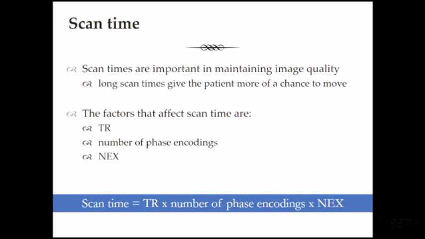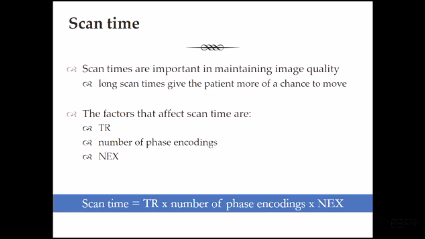So scan times are important in maintaining image quality. Long scan times give the patient more chance to move. So when we talk about movement, we're not just talking about things like patients moving their head within the scanner if we're doing the brain scan. Movement is also physiologic. So say we're doing chest imaging, it's also that inherent breathing with the chest wall moving. So again, we just have to have acquisition strategies to manage that movement.